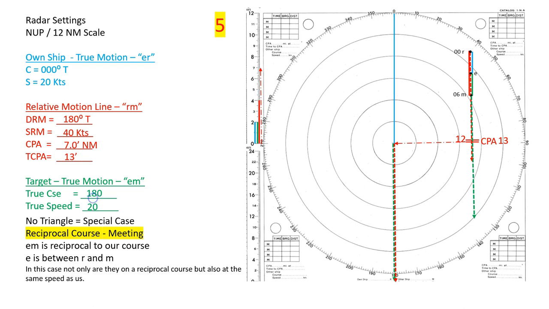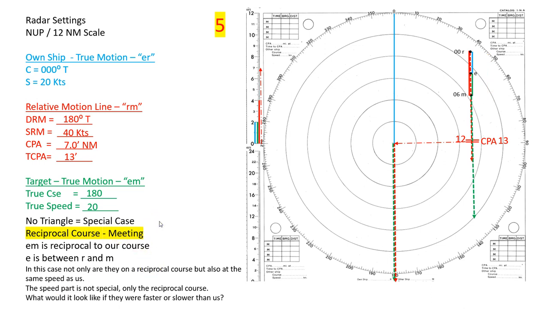Lots of different ways you can think about this. The thing that's special about this is not the speed. It's only the direction. Their direction is 180 degrees to ours. And if I wanted to do that by the vector analysis, I would go ER, and then I would go EM, and I would see that we're going north, they're going south, at 180 degrees to each other. That's a special case.